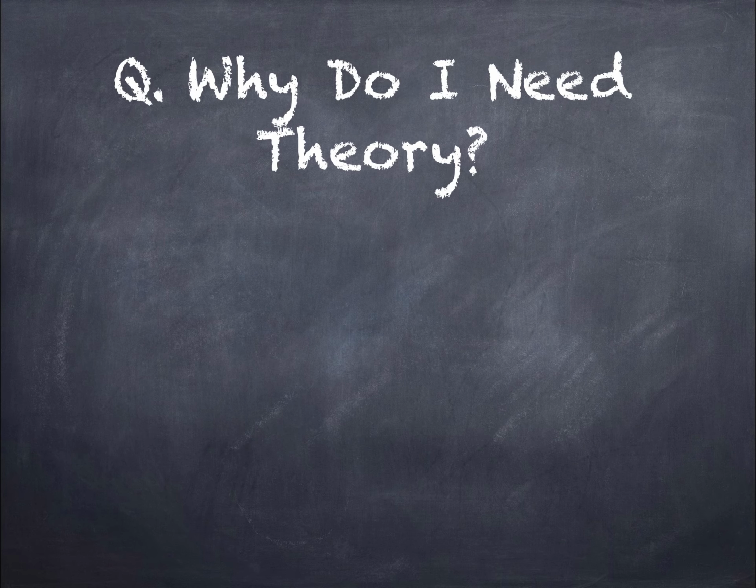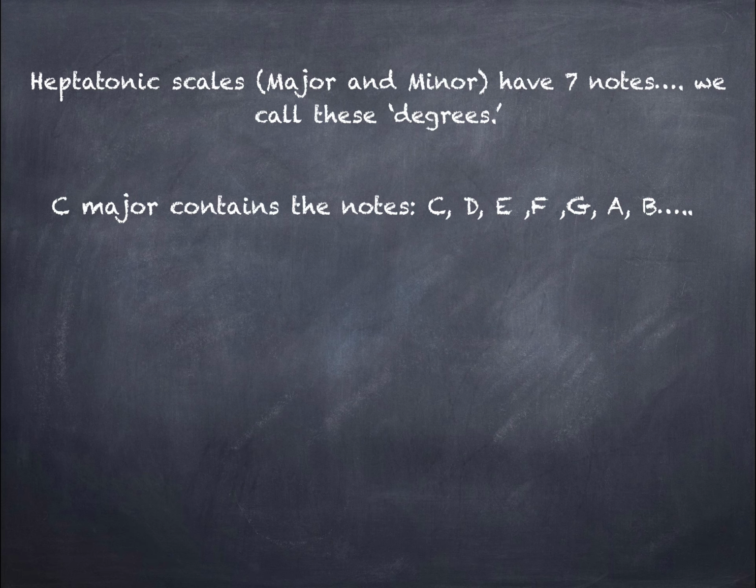So we're going to be talking about a 2 minor 7 chord, a 5 dominant 7, a 1 major 7, and a 3 dominant 7. Let's talk about what they mean. In a heptatonic scale, that's major and minor scale, we have 7 notes, and we call these degrees. If we're talking about a C major scale, we have the notes from 1 to 7: C, D, E, F, G, A, B. If we're talking about G major, we've got the notes G, A, B, C, D, E, F sharp.